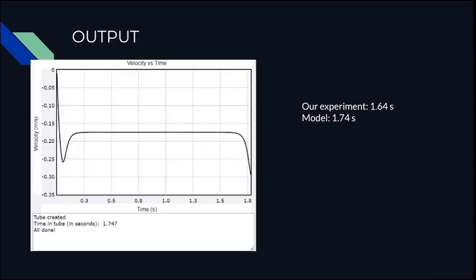Here was the output of the code I got. As you can see on the left side, the tube is created, and then it puts out the time in tube, which is computationally 1.747 seconds. And so on the right, our experiment, when we actually did it, got us 1.64 seconds. So we were off by just over 1/10 of a second.